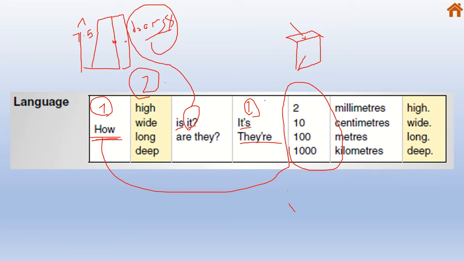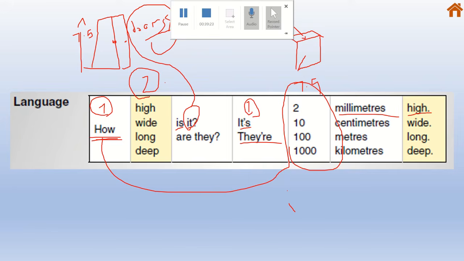Then the number, for example, 6.5. The measurement units, we have millimeters, centimeters, meter, kilometer, and then the adjective of the dimension. So this is height. So I need the adjective of height, which is high. So this is an example of how we were able to make questions and answers about dimensions.